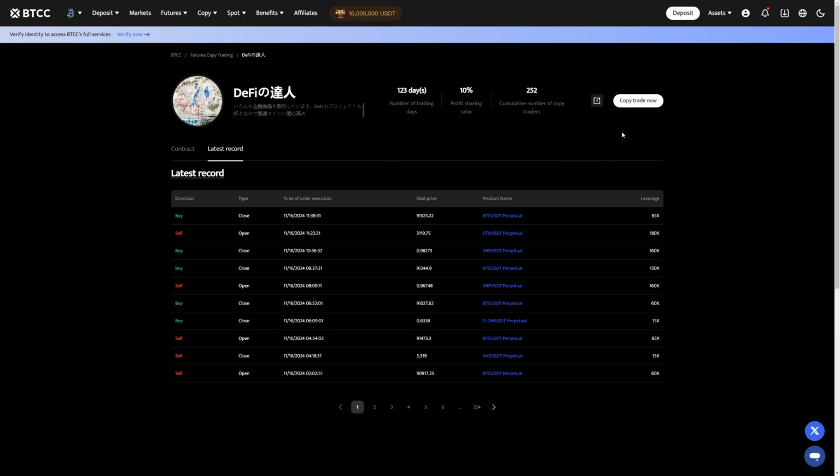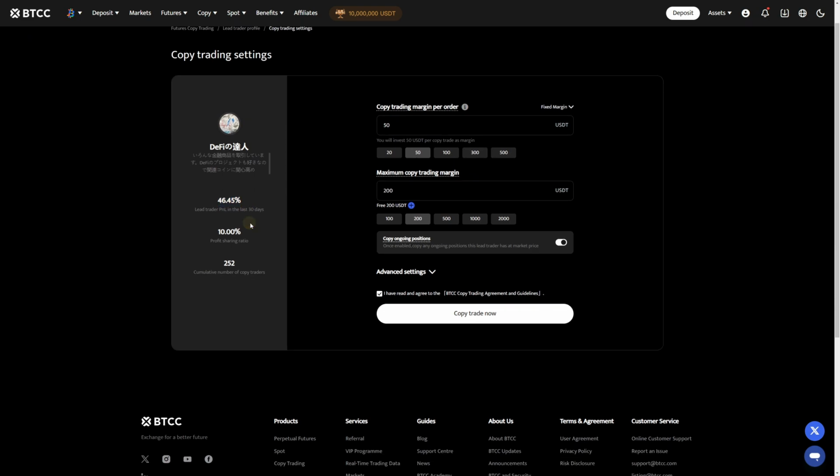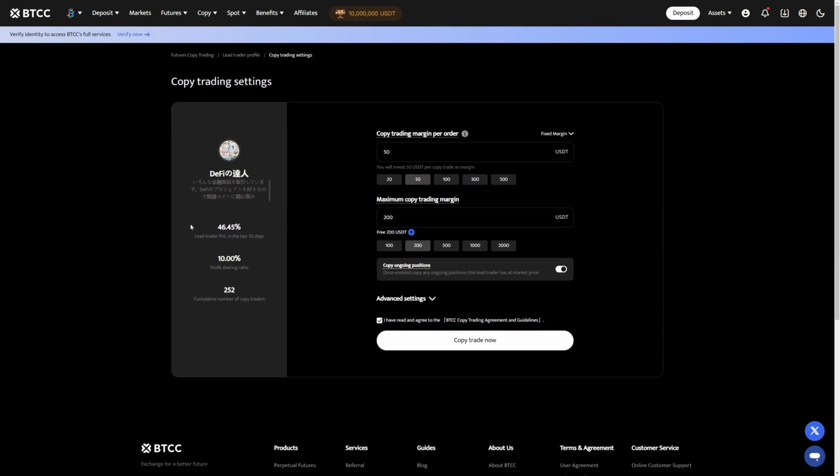Now I want to copy this trader. I click on copy on the right hand side. On the left side, he also has a text. In this case, it's Chinese, so I don't understand what he's saying. Then we got the P&L in percentage right here, which is also pretty good. 46% gain in the last 30 days, which is a good stat.